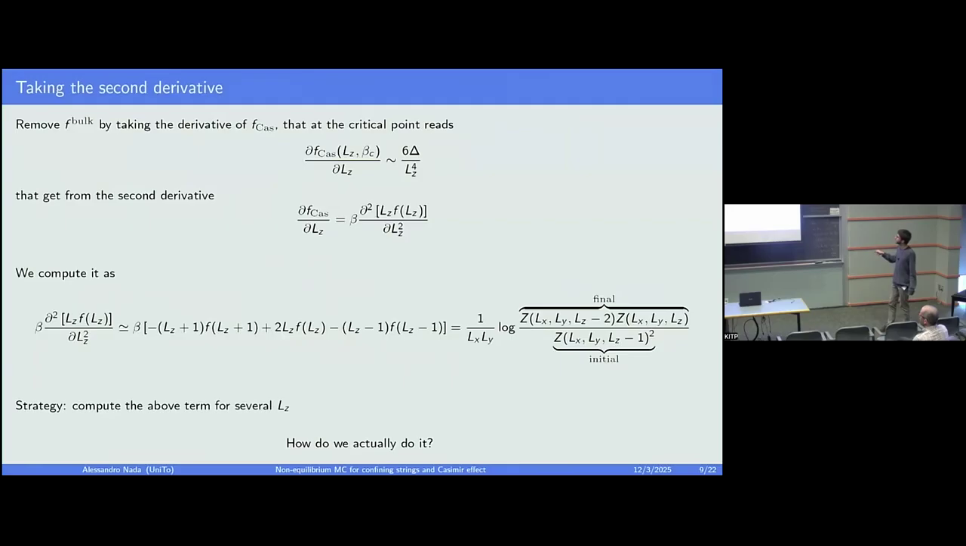There are two lattices which have a size of the third direction which is Lz minus 1. And then at the end, I've got one with Lz minus 2 and one with Lz. What does this mean? How can I actually compute this in a single Monte Carlo simulation? This is a bit interesting, and I've got a kind of an animation to do that.